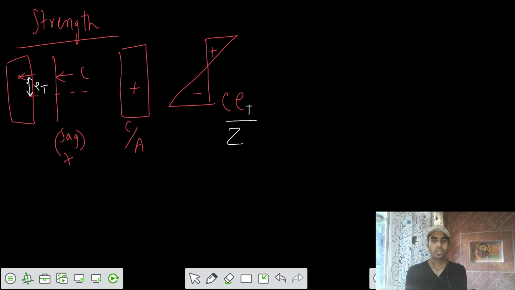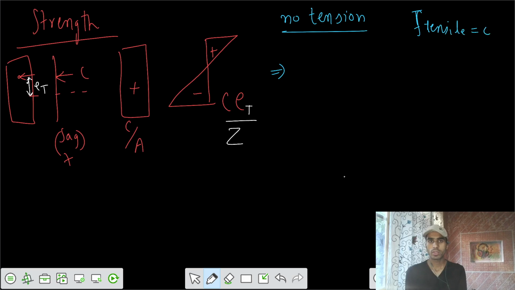Now this is our final condition. I want the stresses such that there is no tension anywhere. I want tensile stresses to be 0. So what is the condition? Where can tensile stresses develop? That is the resultant. At the top there would be some positive value. At the bottom, one value is C by A, positive, and one value is C E top by Z, that's negative. So there's a chance that this value could be negative.